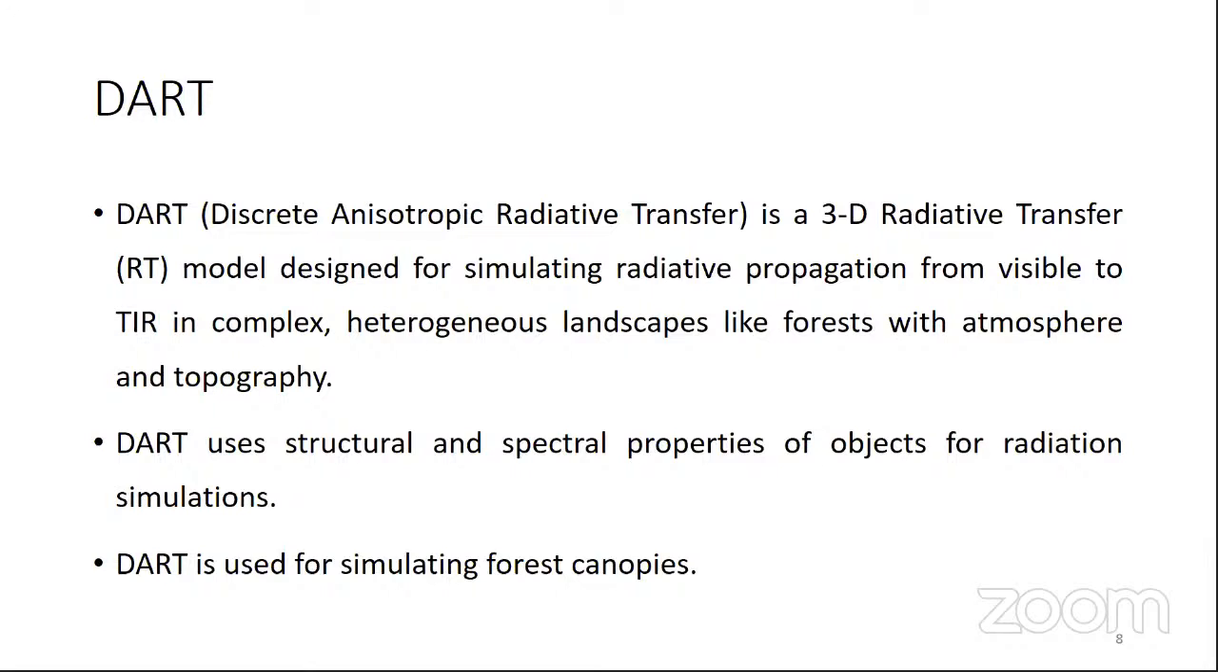So coming to DART, which is the acronym for Discrete Anisotropic Radiative Transfer. It is a 3D radiative transfer (RT) model, designed for simulating radiative propagation from visible to TIR in complex heterogeneous landscapes like forests, with atmosphere and topography. It uses structural and spectral properties of objects for radiation simulations, and it is used for simulating forest canopies.